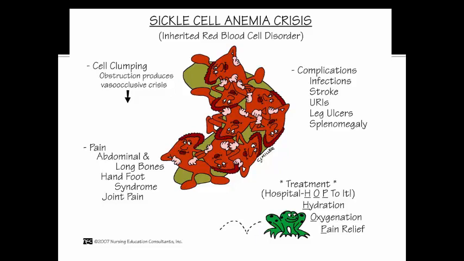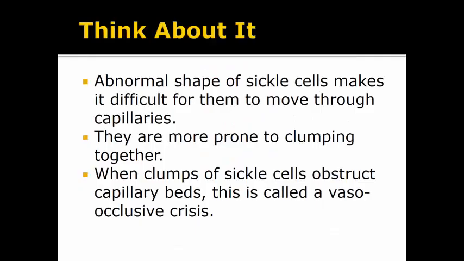And when they clump up, they get stuck in smaller areas like your hands, your joints, things like that, and they cause really bad pain. They can also cause decreased perfusion to that area that's affected as well. When these little clumps of your sickle cells obstruct the whole capillary beds, this is called a vaso-occlusive crisis. Each person's a little different, so the intensity will vary, but usually it's going to be very, very painful, and it requires some sort of analgesia. In the pre-hospital setting, we're looking at oxygen and hydration.